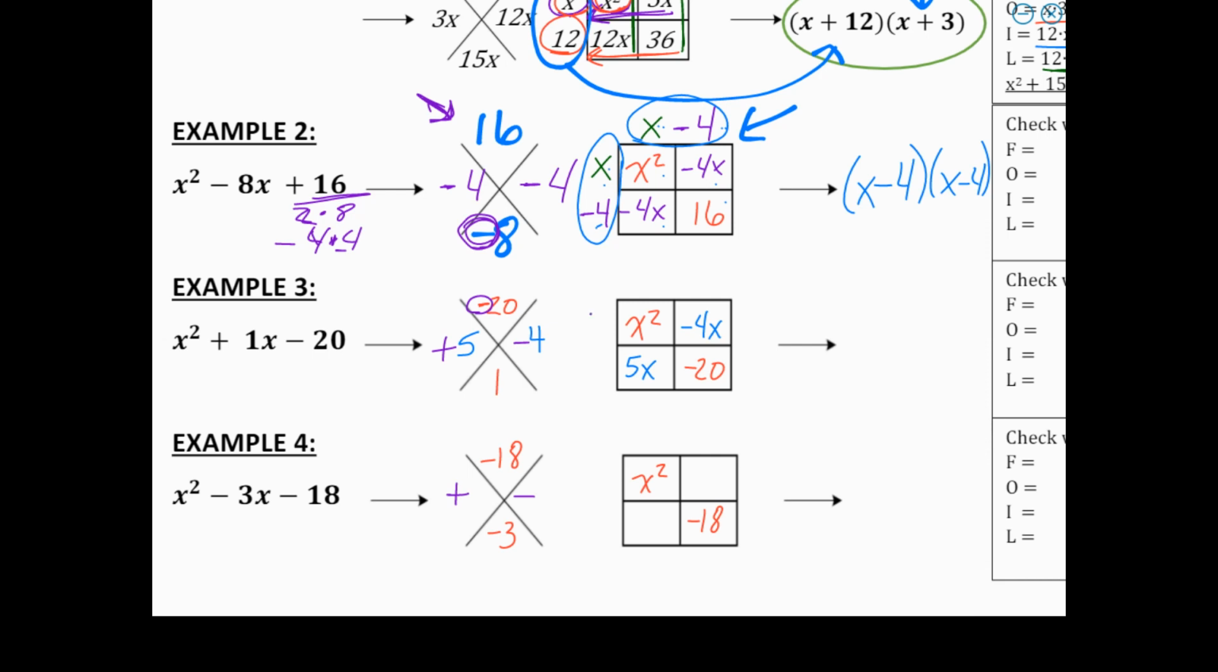And again, I've already told you one shortcut. We know x squared is x times x. So I don't have to figure out the greatest common factor there for this one.